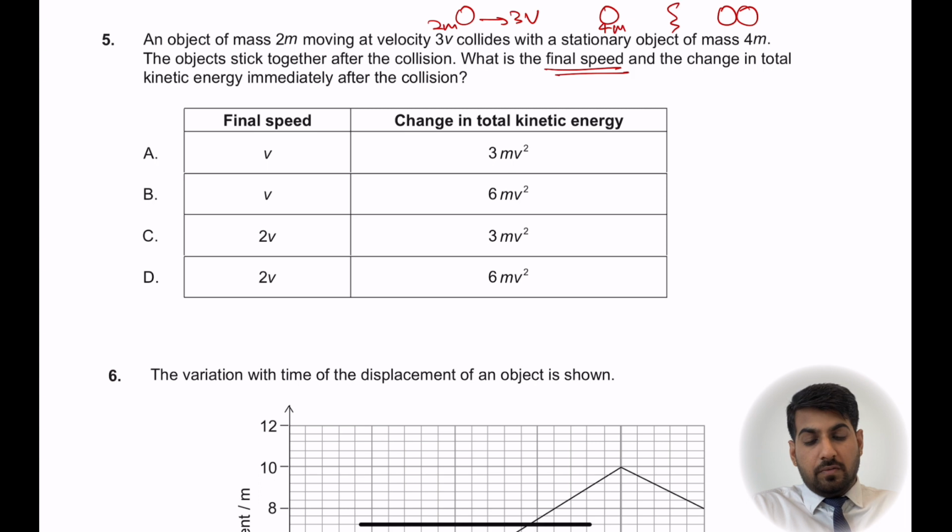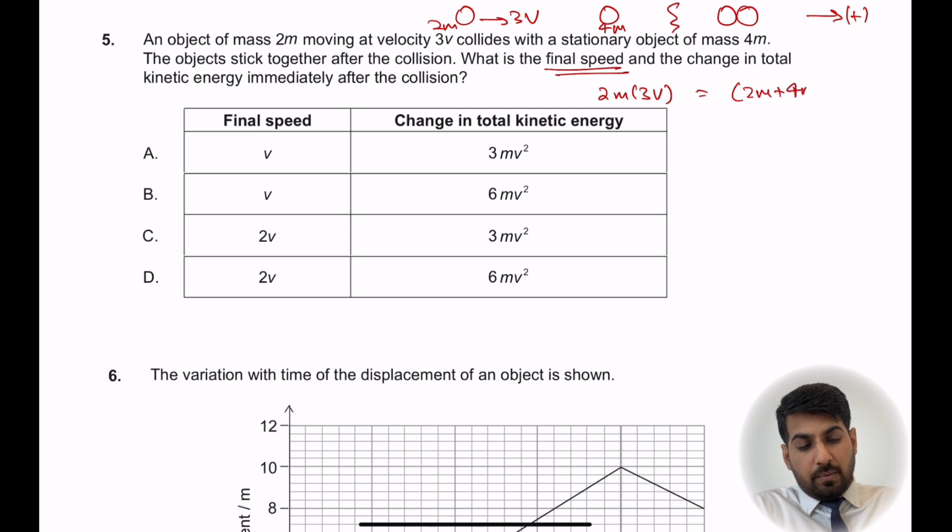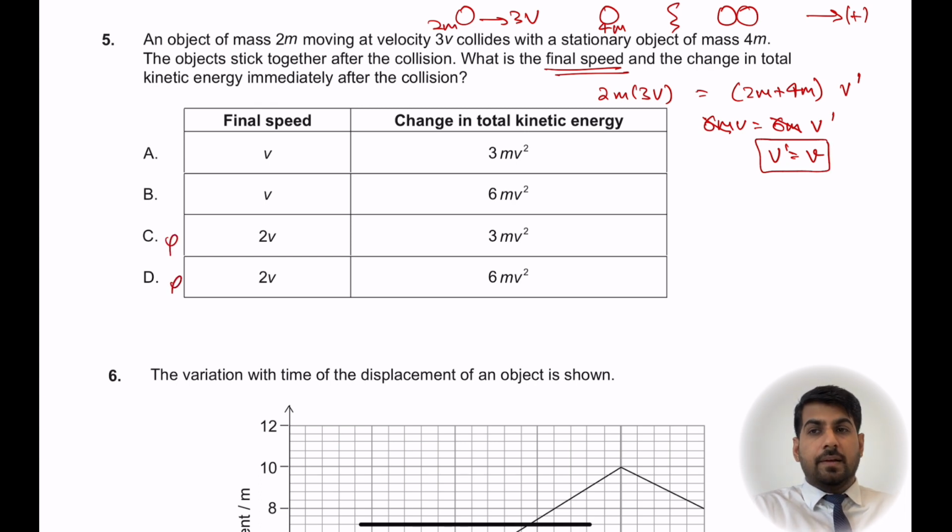So applying the principle of conservation of momentum, this is 2m into 3v moving all in the same direction. This is positive, right? This is the momentum before the collision. It should equal the momentum after the collision. After the collision, both the masses stick together. So total mass is 2m plus 4m into common velocity, let us say v dash. So 3 times 2 is 6mv equals 6m v dash. 6m and 6m get cancelled, v dash is equal to v. So there is no change in velocity. So option C and option D are incorrect.